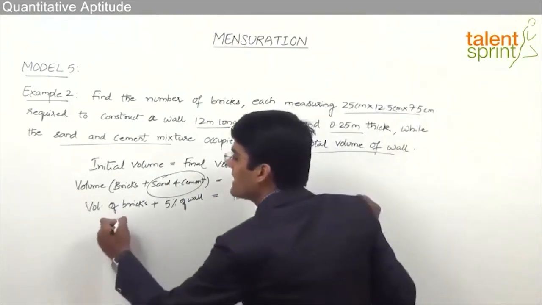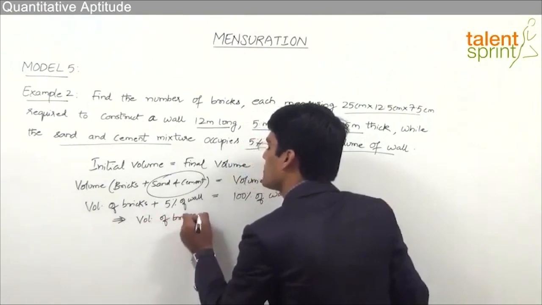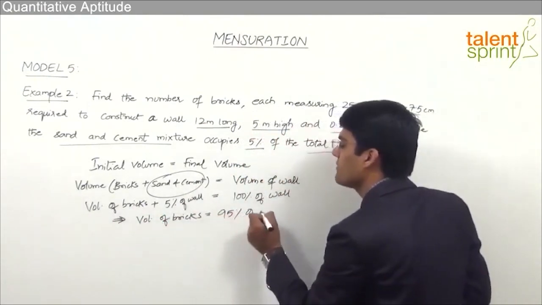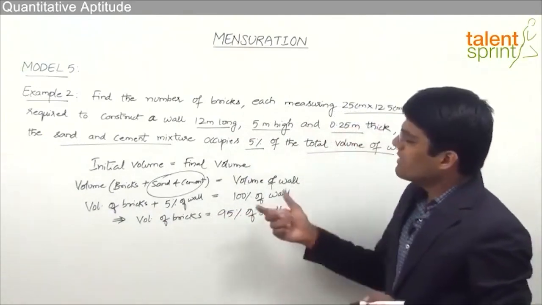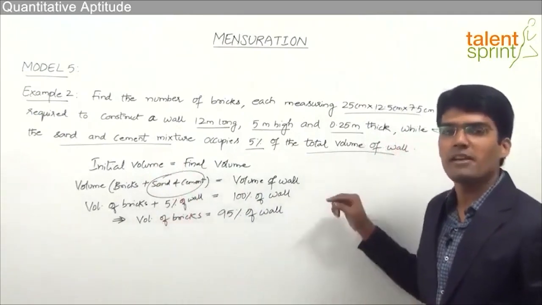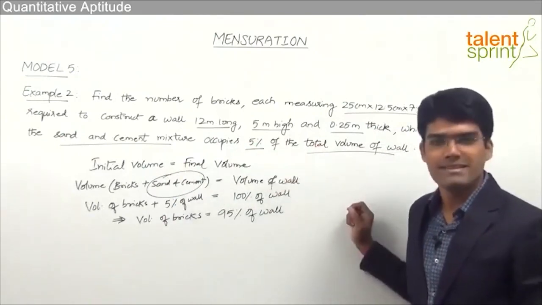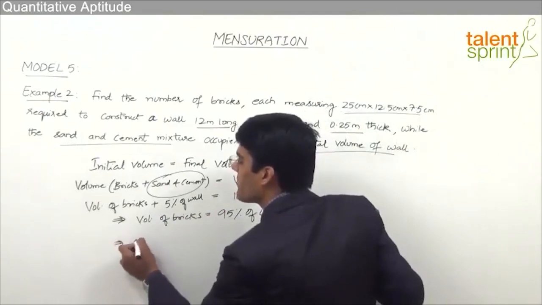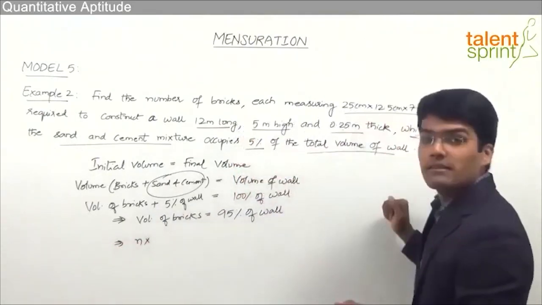Now we can understand that the volume of all the bricks together should be equal to 100% minus 5%, 95% of the volume of the wall. 95% of the wall, right? Or otherwise, directly also we can say that the volume of the bricks together should be equal to 95% of the wall. Why? Because 5% of the volume of the wall is occupied by the sand and cement mixture. Now the volume of bricks is nothing but the number of bricks n into the volume of each brick.